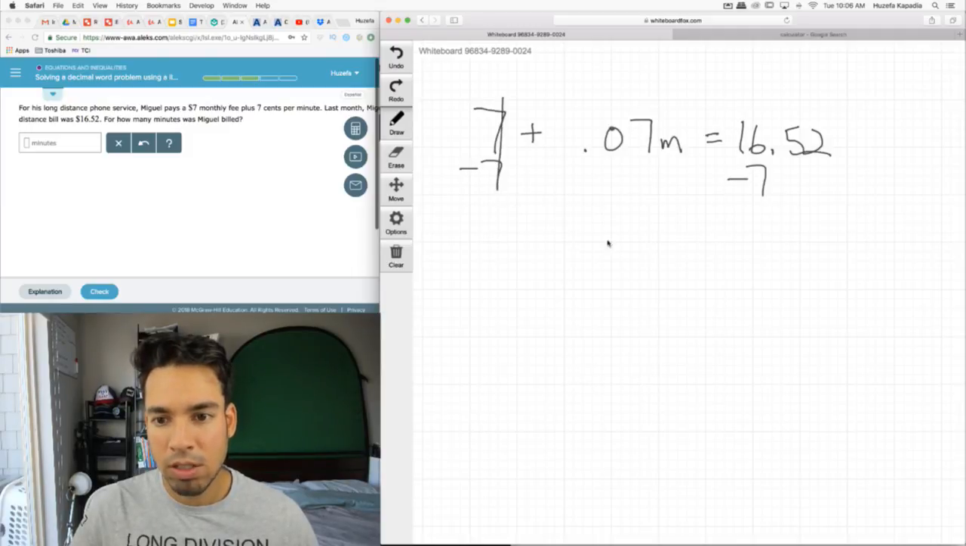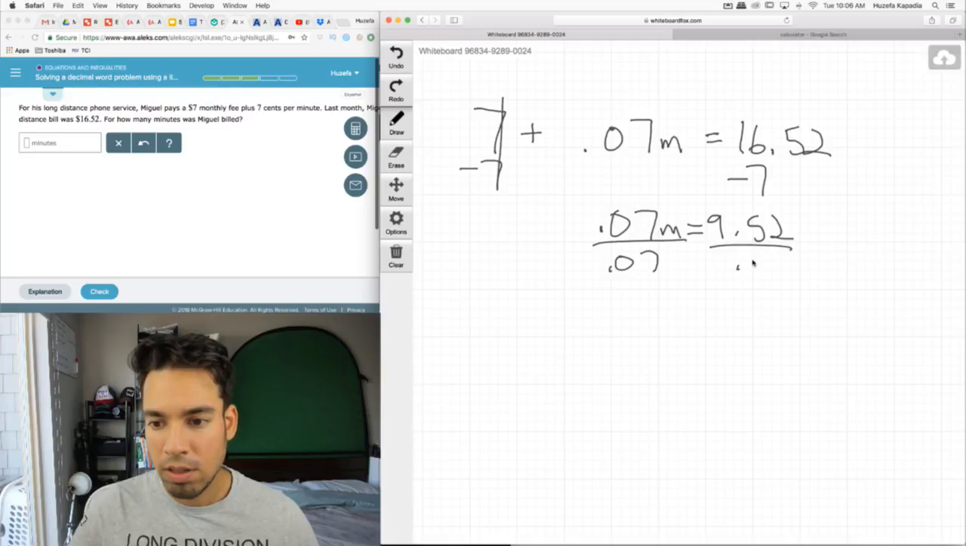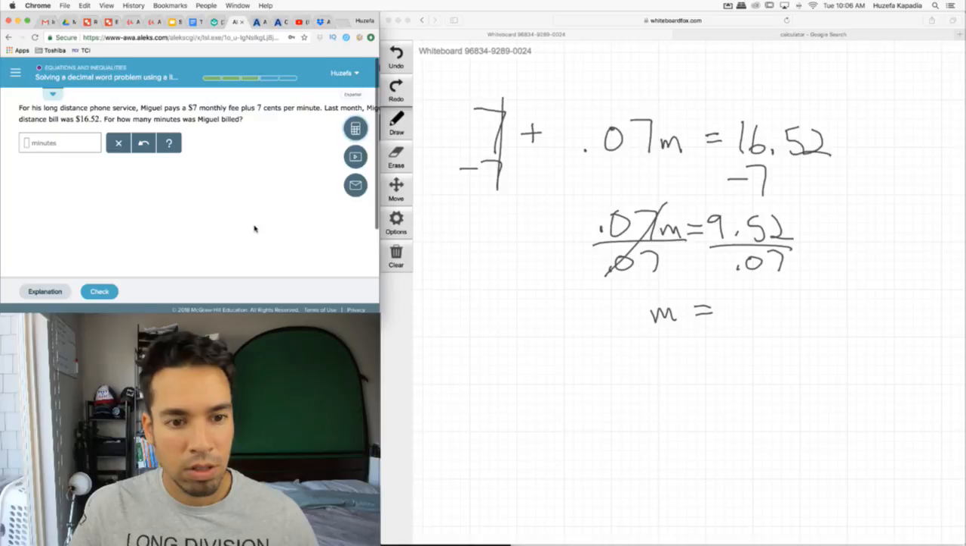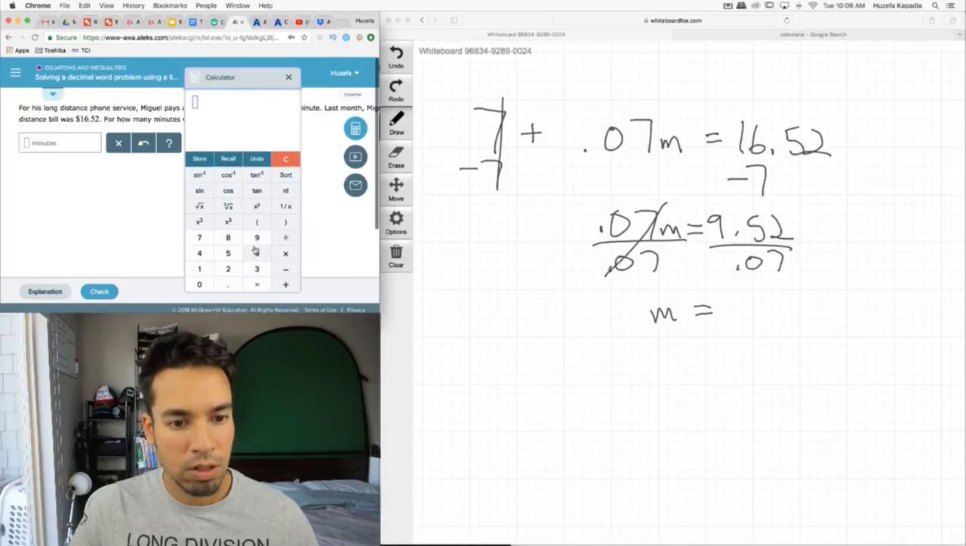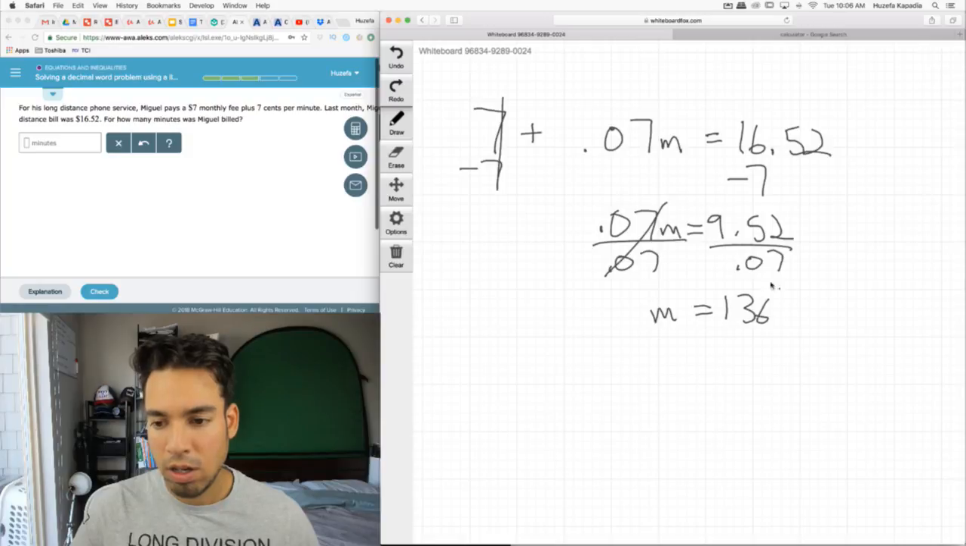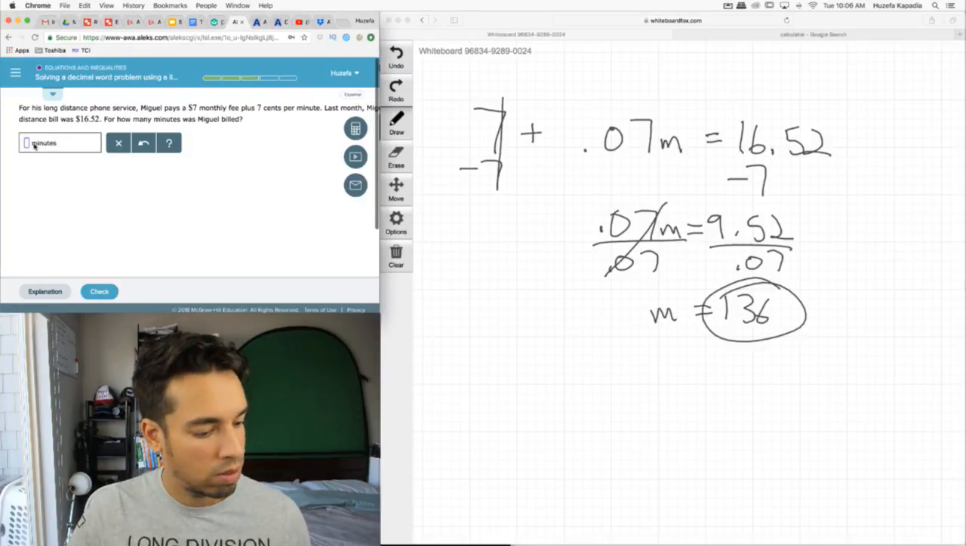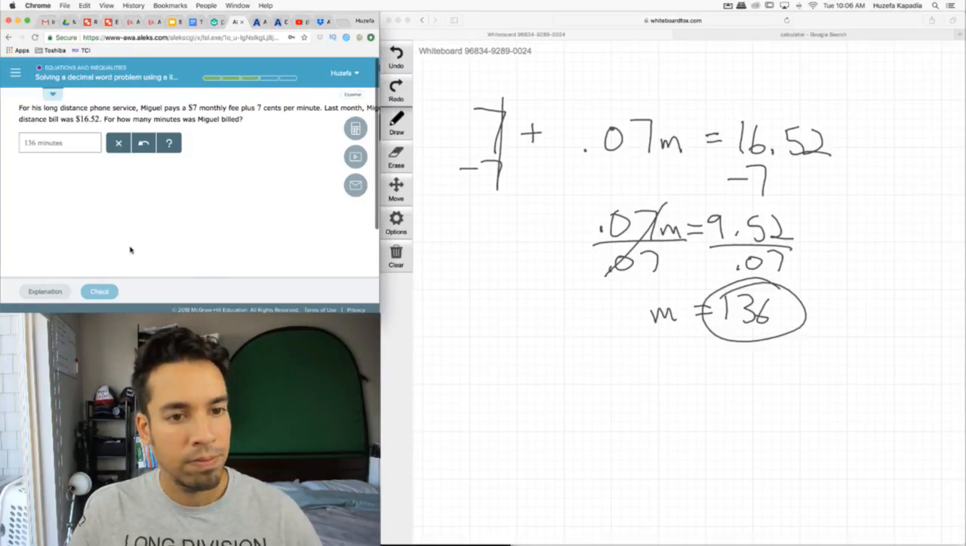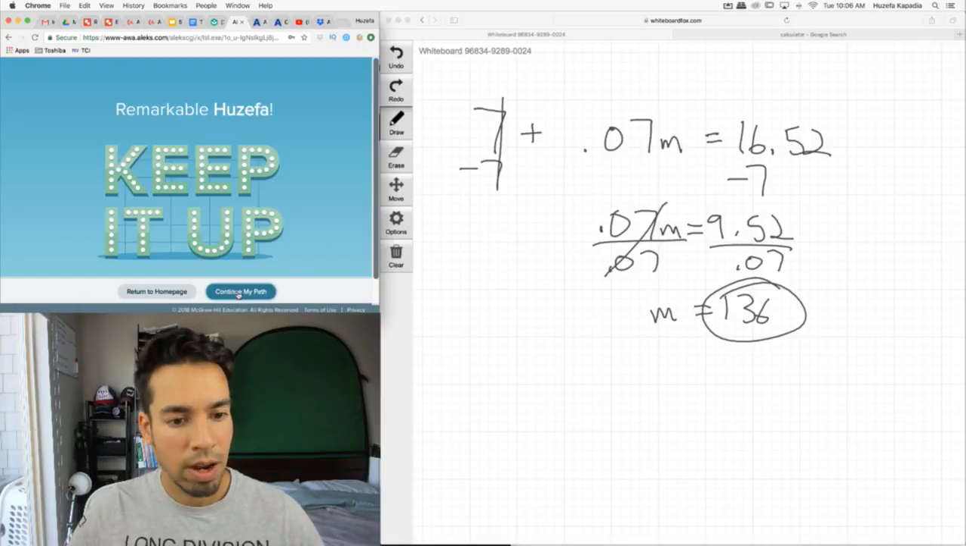So let's solve for M. Subtract 7 from both sides. We get 0.07 M equals $9.52. Divide both sides by 0.07. M equals 9.52 divided by 0.07. And that's 136. 136 minutes. All right, next.